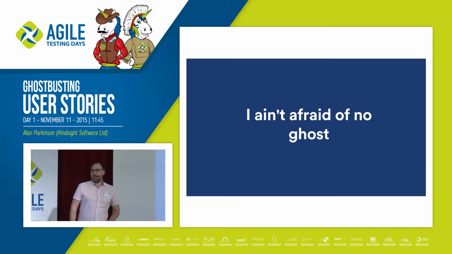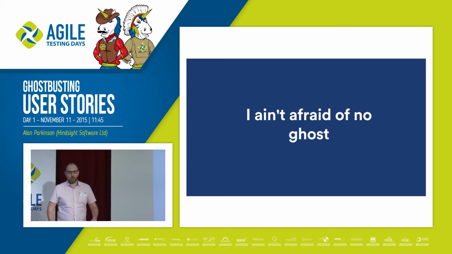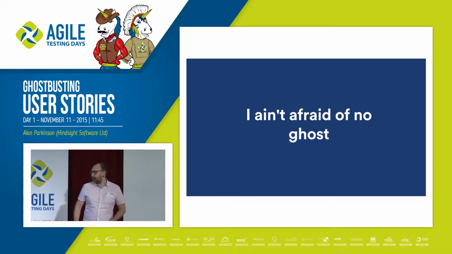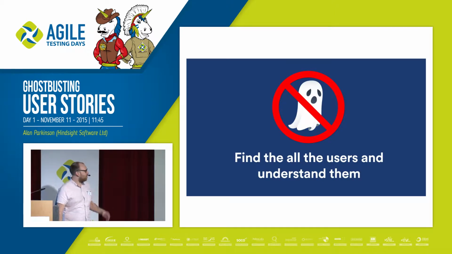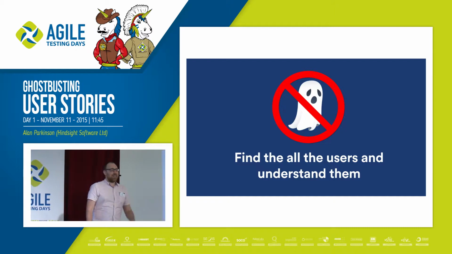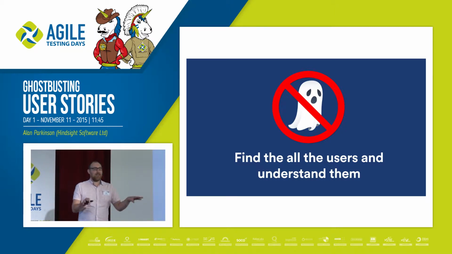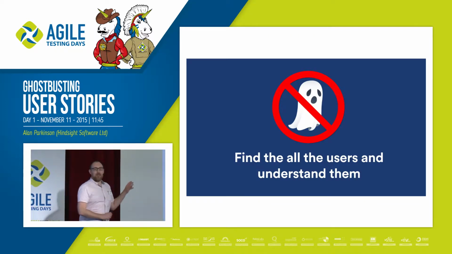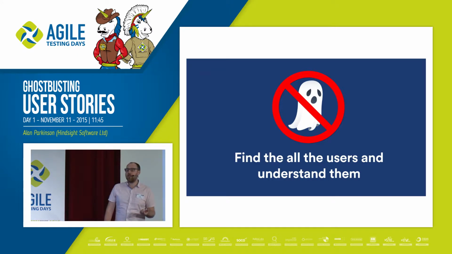So I'm not afraid of ghosts. I'm certainly not, and I hope you're not. You're all here. So how are we going to get rid of them? Now, it's really, really simple. It's a really simple formula. Find all the users and understand them. So you can all leave now, you know, I'm done. But obviously it's not as simple as that. So what I'm going to be talking about is how we can identify these missing users, and in particular, how can we understand them? And that's the key point, understanding them.